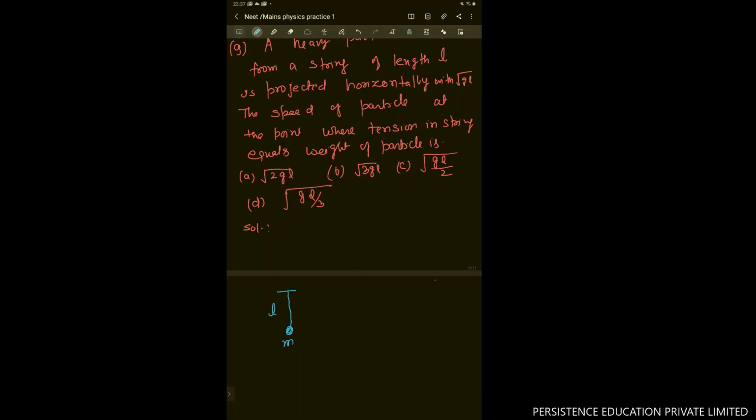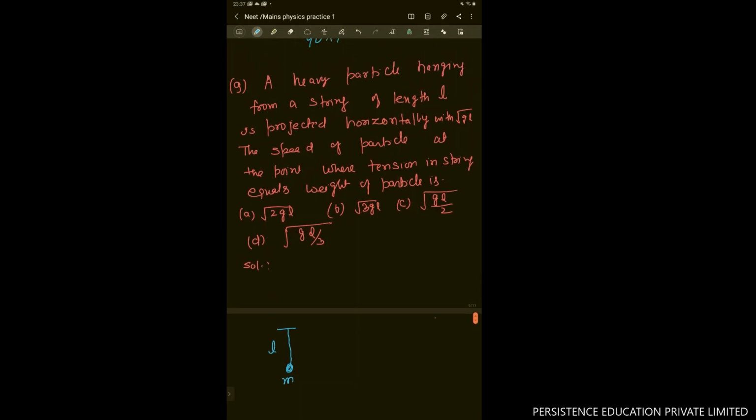In any such scenario, when you find that M is not given, you can easily assume the mass is 1 kg. That will eradicate writing M so many times. I am taking it, but you can avoid it by taking the mass as 1 kg. Root G. First take this as a reference. Let's take the lowest point as the reference, so the potential energy is 0.